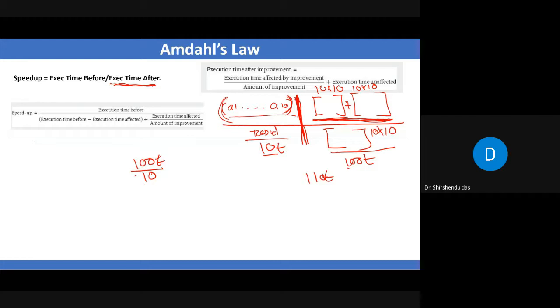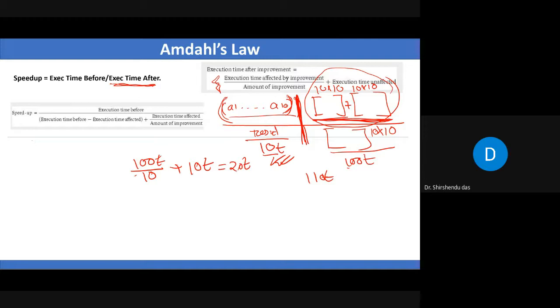Now we are saying that this matrix part will be divided into 10 cores. So the improvement factor is 10, so we are dividing it by 10. So actually this is the execution time formula we are applying. Plus this part, the execution time unaffected. So what is the execution time unaffected? This t, right? 10t. So from here we'll get 20t.